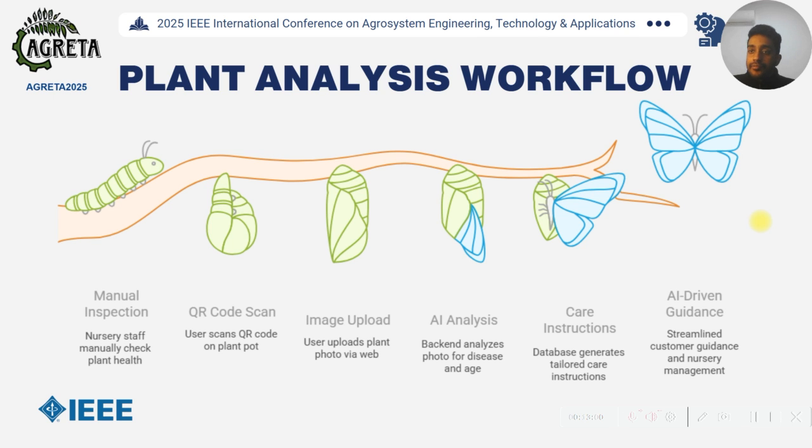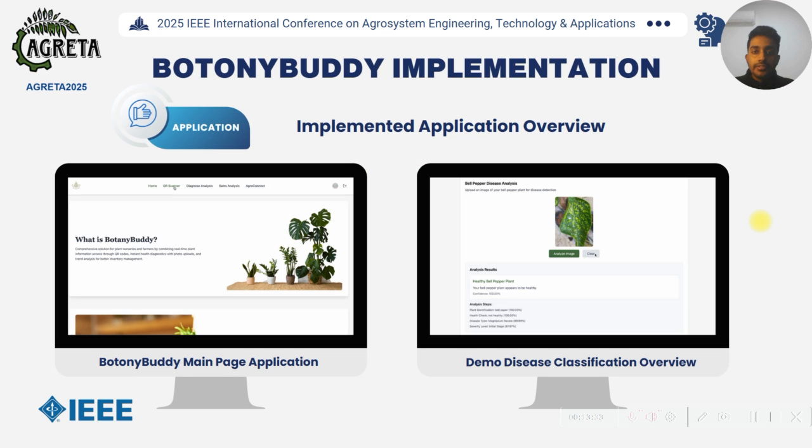And this is the workflow of BotanyBuddy, starting from the manual inspection. First, the nursery staff do a manual inspection, and we also added QR code scanning to get feedback from the customer, then the image upload, the AI analysis with the two AI models implemented here, and the care instruction. After that, the disease is identified. BotanyBuddy will show what the symptoms are and what you have to do to reduce them, and AI-driven guidance is also given. So this is the overall application overview. You can see BotanyBuddy and how the disease is analyzed.